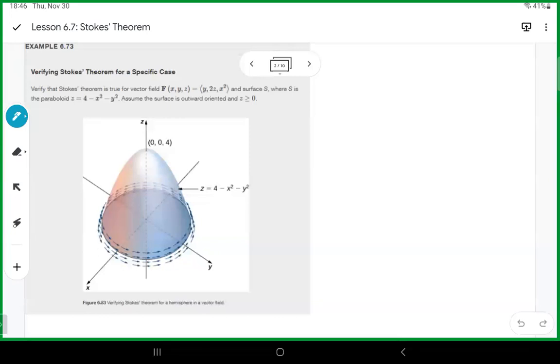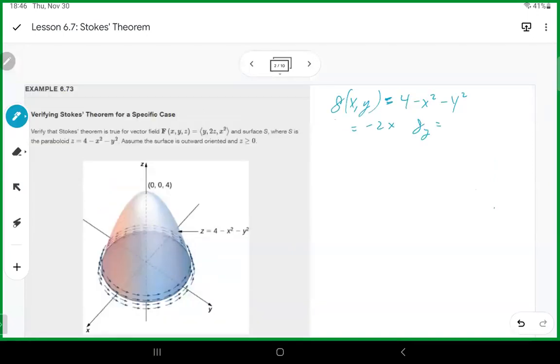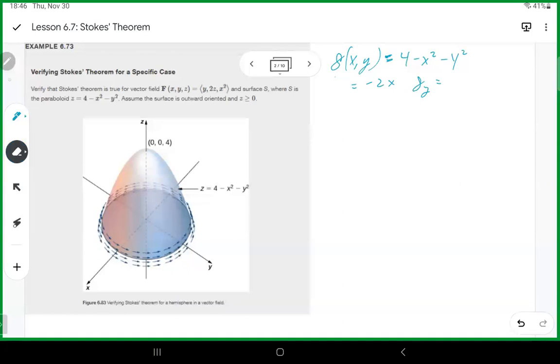So the first thing you want to do is we have g of x, y is equal to 4 minus x squared minus y squared. G of x is equal to negative 2x. Or not g of x. Apologies. You guys knew what I meant. And then negative 2y. So we're going to curl F. So we have i, j, k.